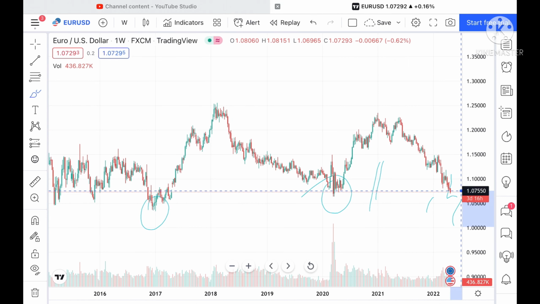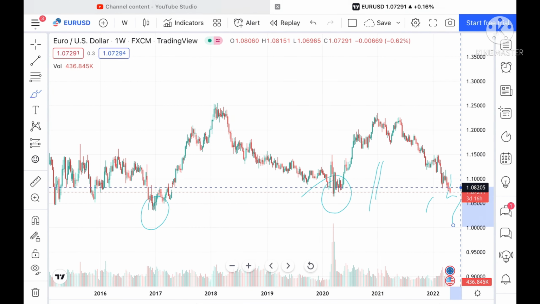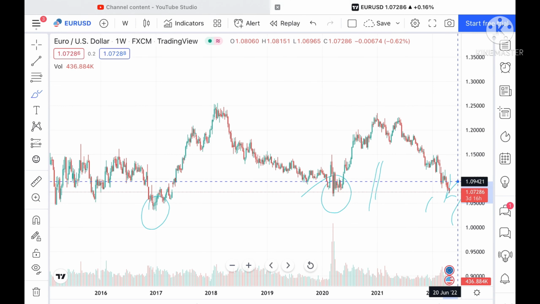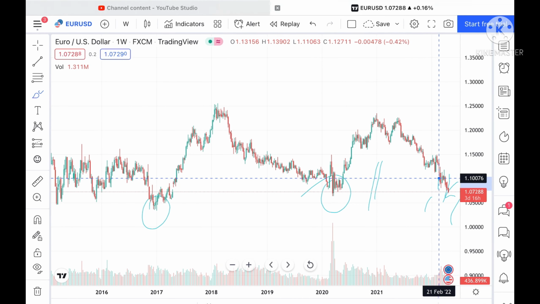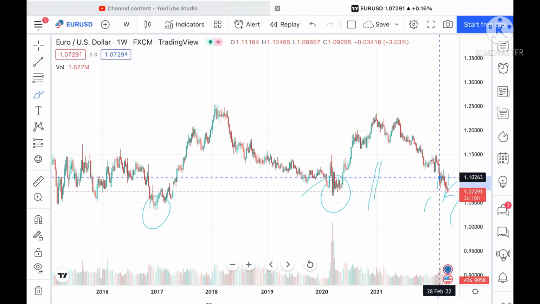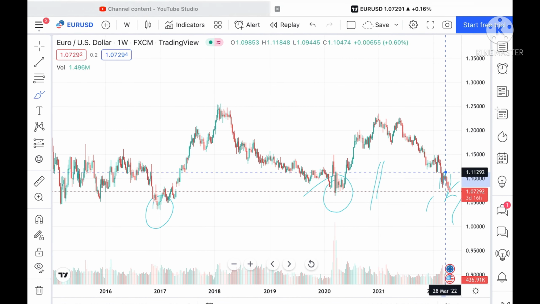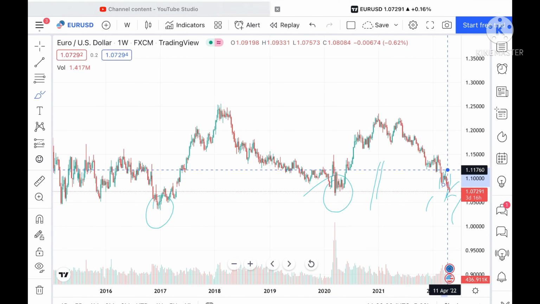Okay, but suppose if it sustains this particular level, then we can see it can touch a level of 1.08205 and from there it can go further upside towards a level of 1.09234. And if the price sustains above this level, then we can see it can touch a level of 1.09982 and from there we can see it can go further upside towards a level of 1.10169 and then we can see it can go further upside towards a level of 1.11760 and then further upside.